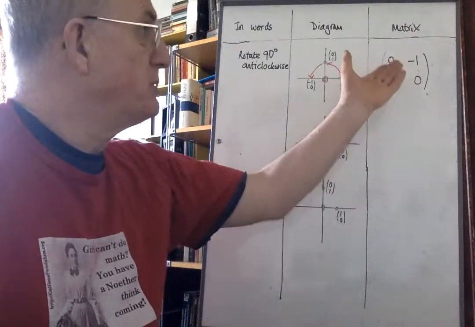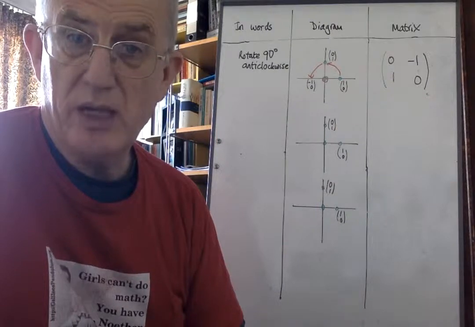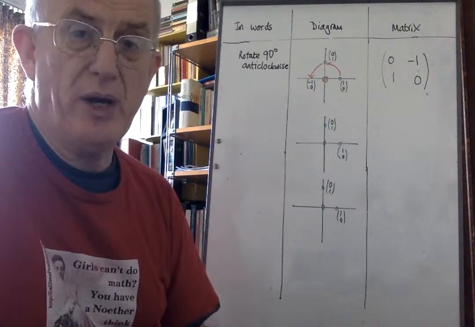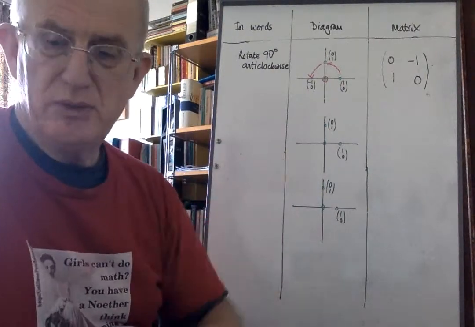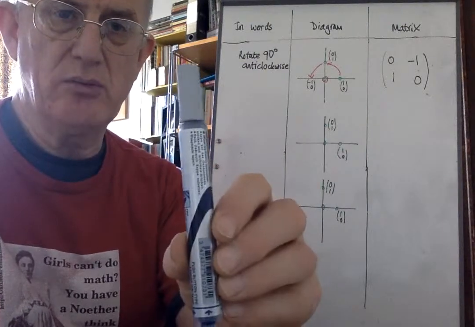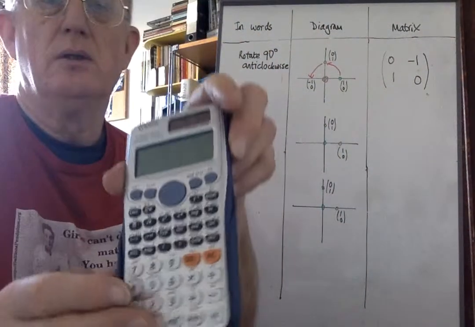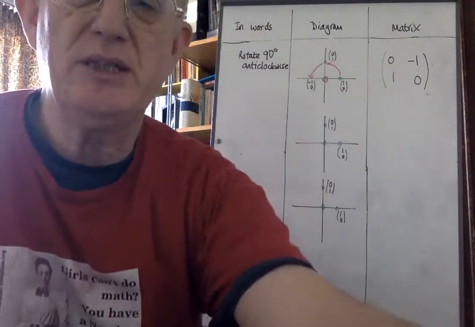So you can do sums with the tables of numbers, which you can't really do with just descriptions in words. So I put one example up already. In words, rotating 90 degrees anticlockwise. So 90 degrees anticlockwise, like that. Or here, rotate that 90 degrees anticlockwise.